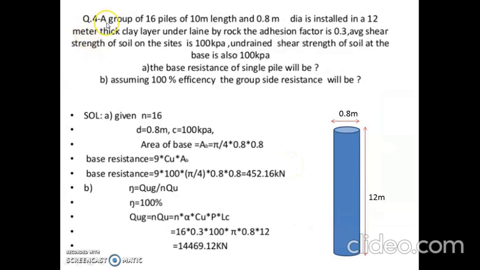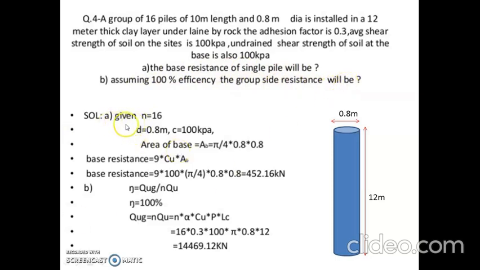Next problem. A group of 16 piles of 10 meter length and 0.8 meter diameter is installed in a 12 meter thick clay layer underlain by rock. The adhesion factor is 0.3. Average shear strength of the soil on the sides is 100 kPa. Undrained shear strength of soil at the base is also 100 kPa. The base resistance of the single pile has to be found out, and assuming 100% efficiency, the group side resistance also has to be calculated.